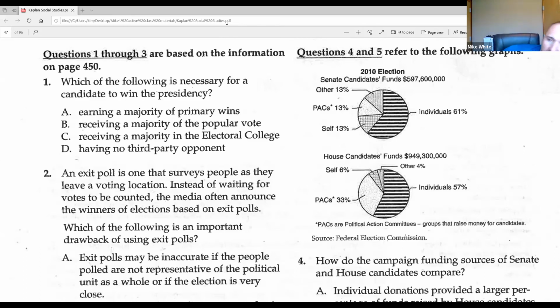C, receiving a majority in the Electoral College. Sounds pretty good. Let's check on D first, to make sure D is not a good option also. D, having no third-party opponent. Again, not necessary at all. Almost everyone who runs for president and wins is going to run against a third-party opponent. There are lots of them. They tend to get a very small percentage of the vote, but no, not necessary. So the only thing necessary here is C, receiving a majority in the Electoral College, because that's what dictates who actually wins the presidency: who wins the most votes in the Electoral College.